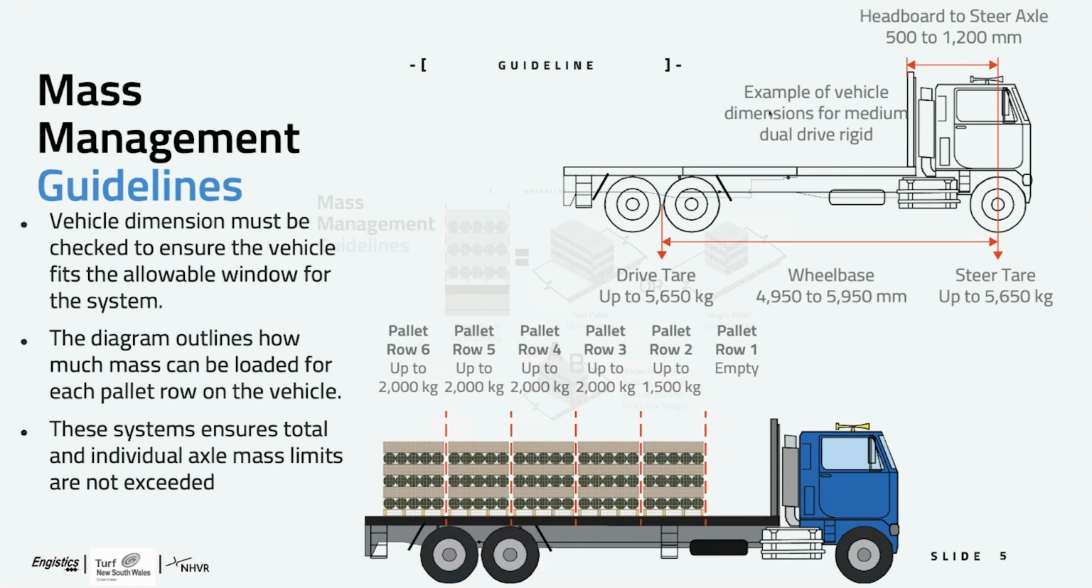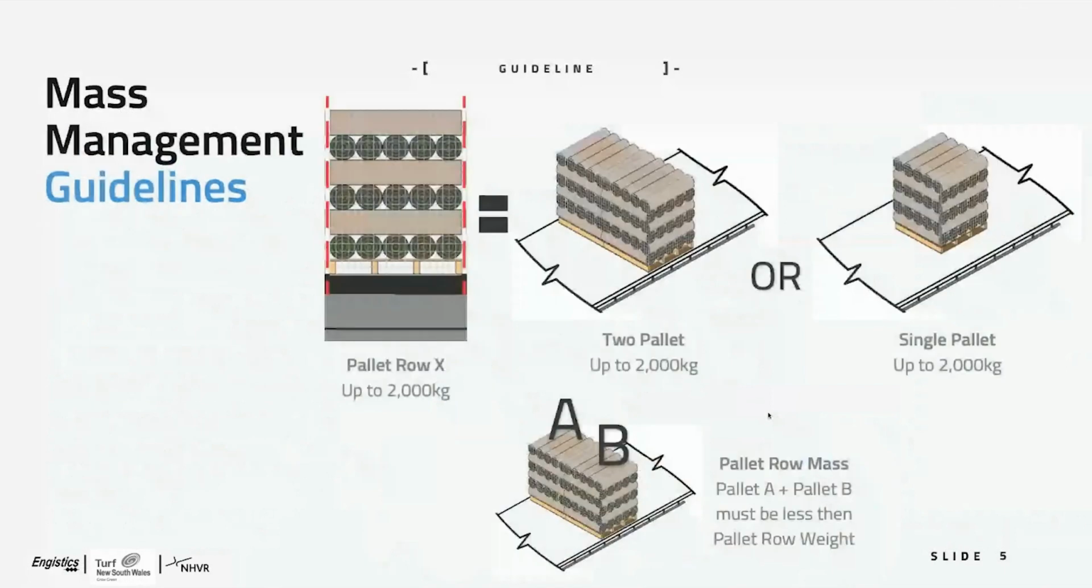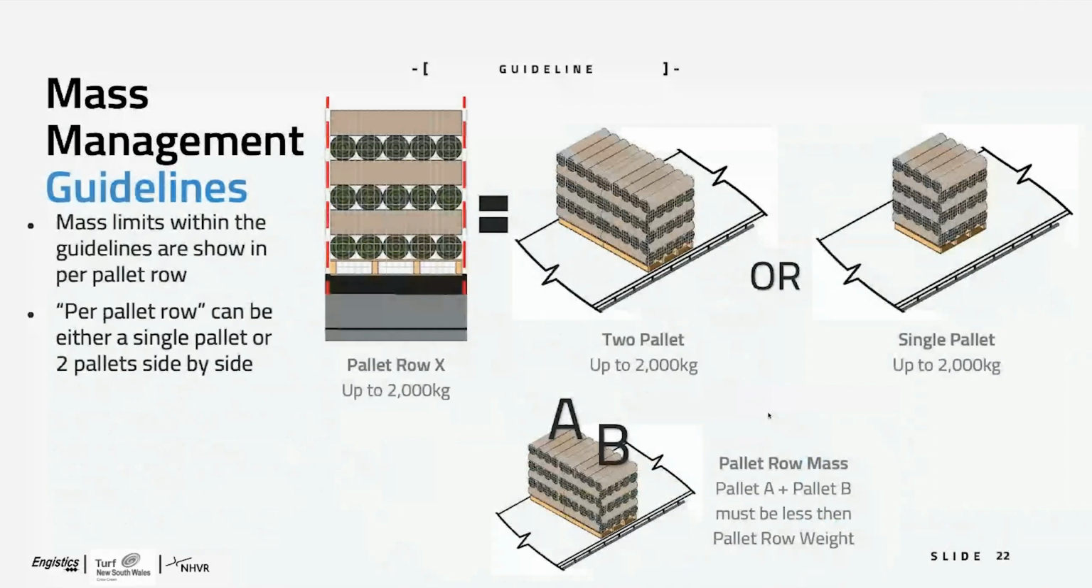So here's that pallet row made up. If I'm saying up to 2 ton, what that means is I can either have 2 pallets up to 2 ton, so A or B together, or a single pallet at 2 ton.